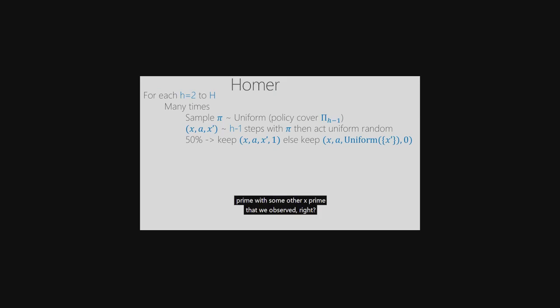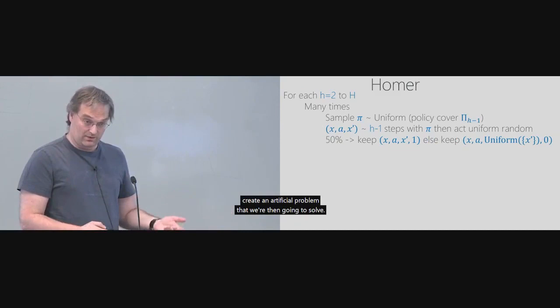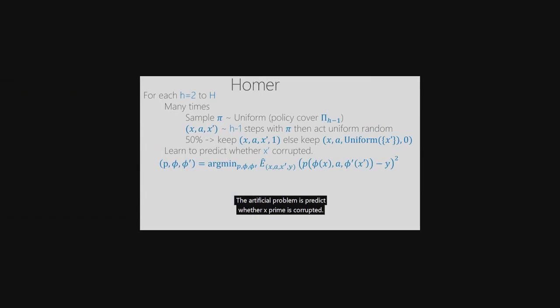Okay, so this seems a little bit funny, but this is how we're going to create an artificial problem that we're then going to solve. The artificial problem is predict whether x prime is corrupted. We're going to do this in a little bit of a funny way. So typically you would say, oh, I'm going to just find some function which can predict the label, which is either 0 or 1, given x, a, and x prime. Instead, we're going to give a little bit of structure to that. So there's going to be some p which uses a phi of x prime and a phi prime on x prime.